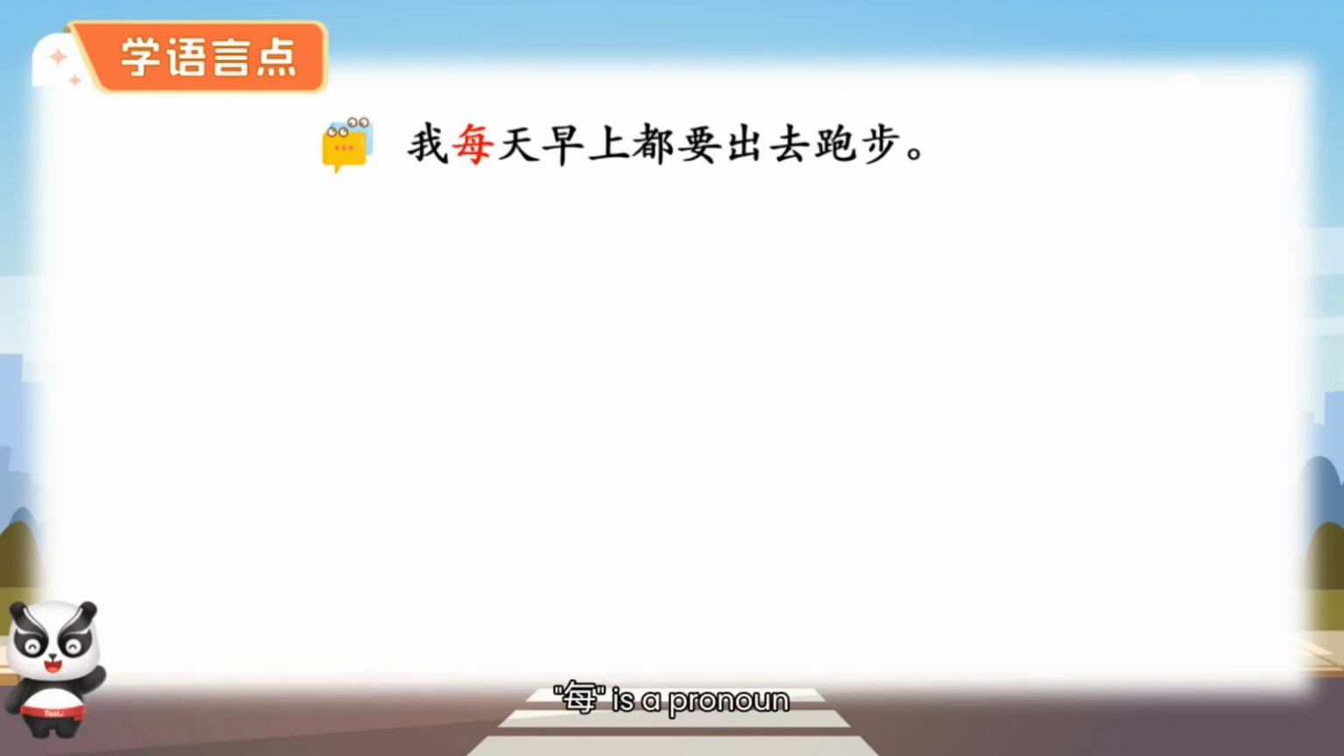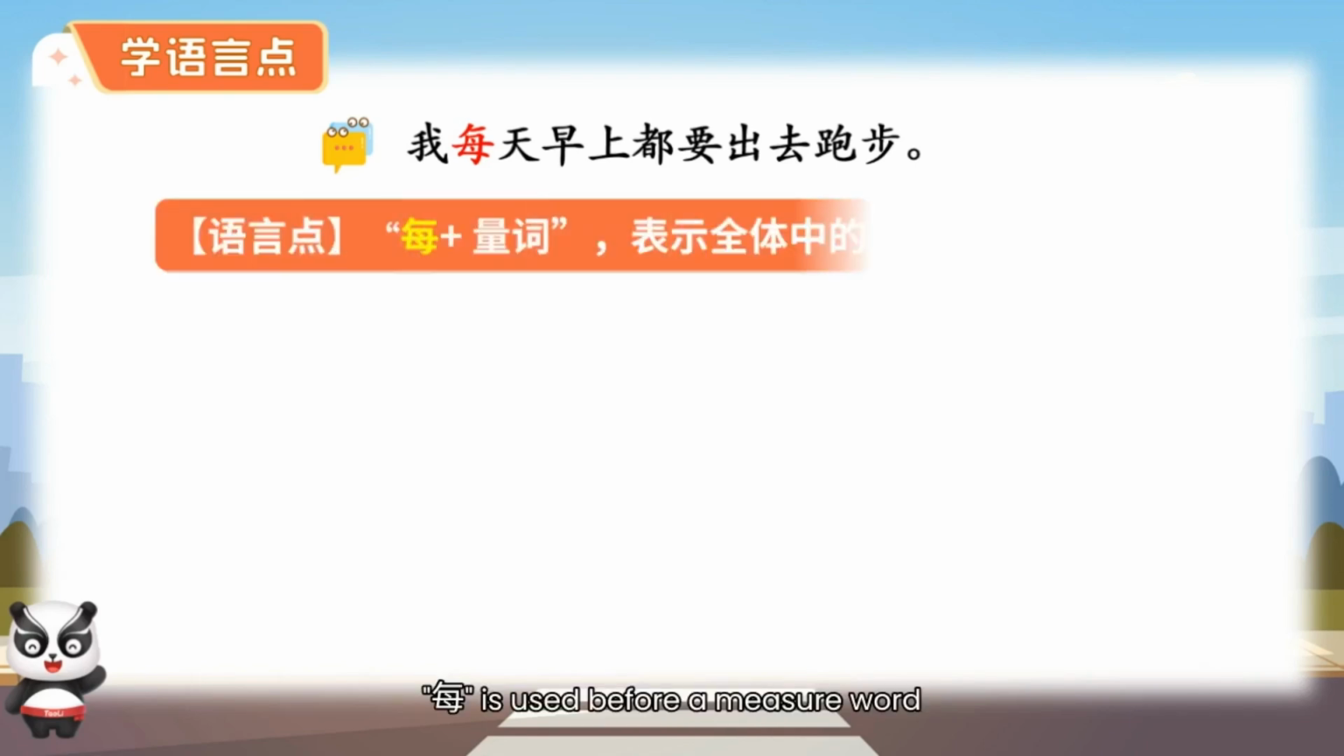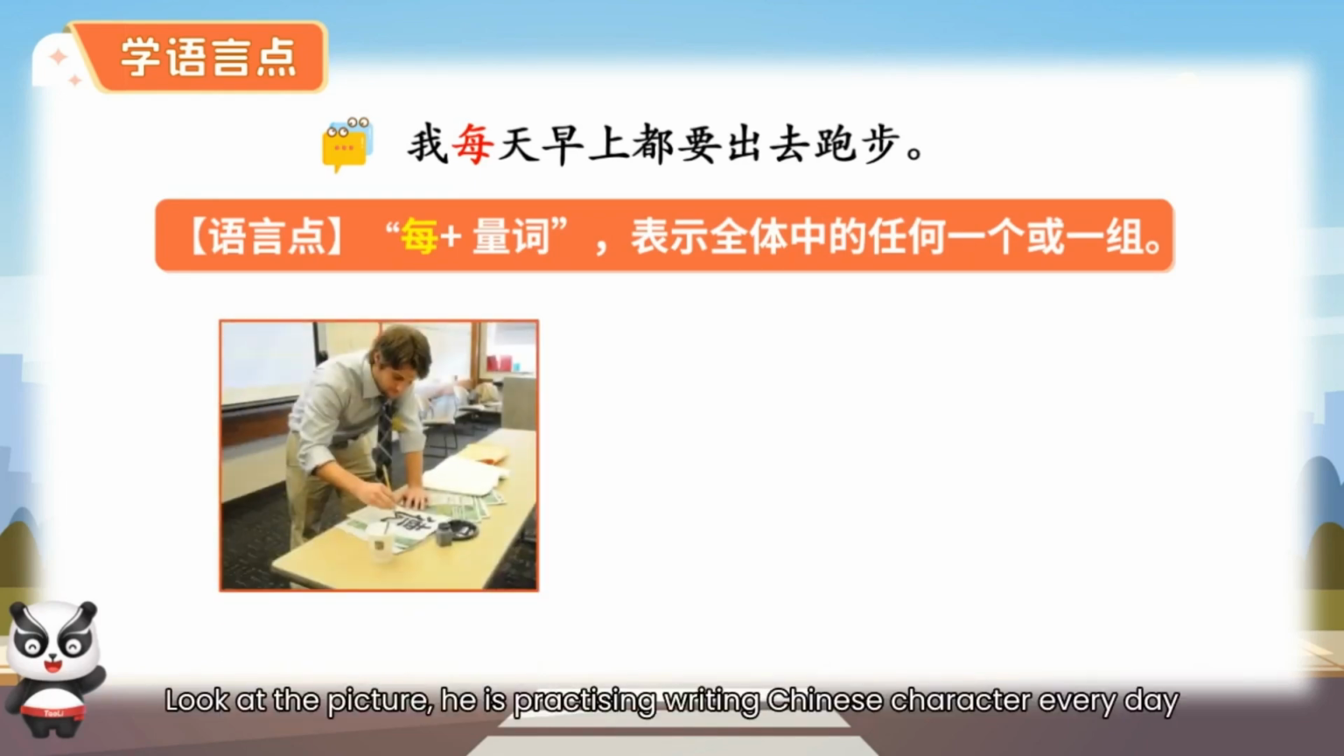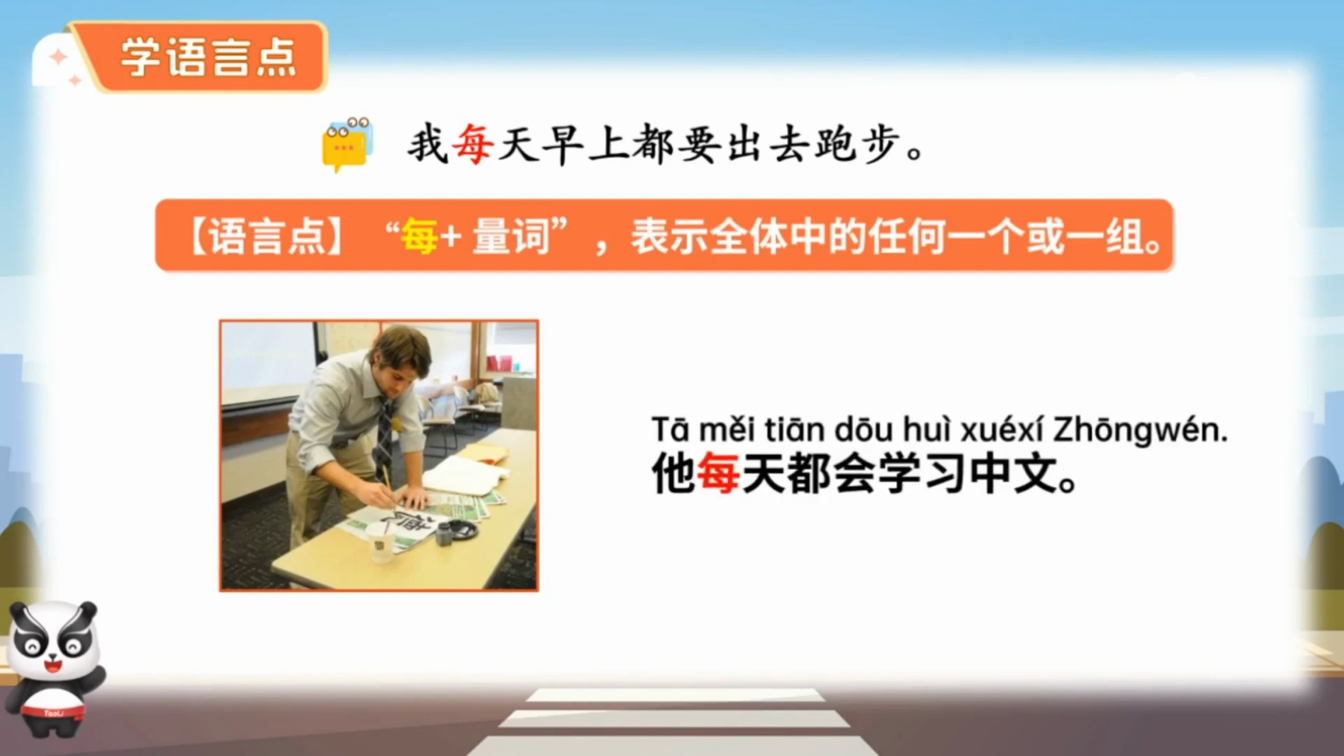每 is a pronoun. You can see 每 is used before a measure word, indicating each or every individual or group in the whole. Look at the picture. He is practicing writing Chinese character every day. You can say, 他每天都会学习中文。 每 plus measure word 天 means every day.